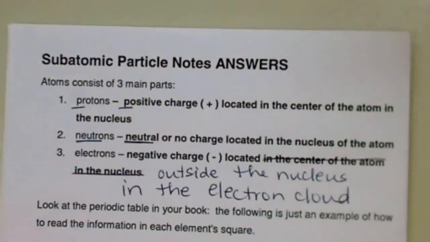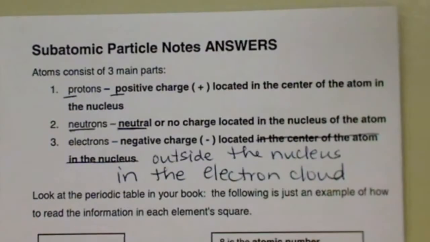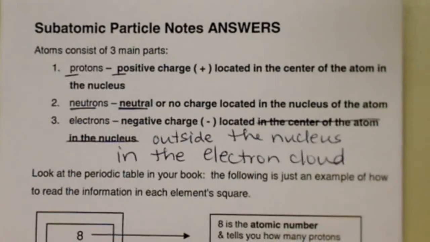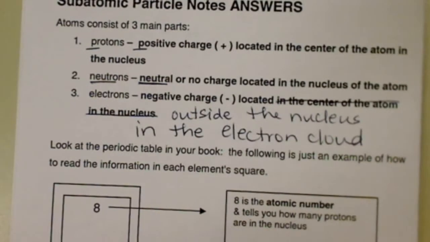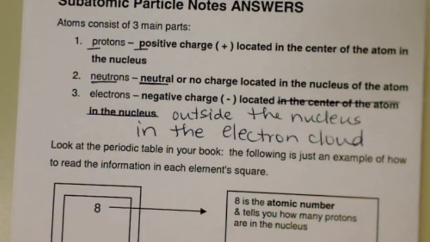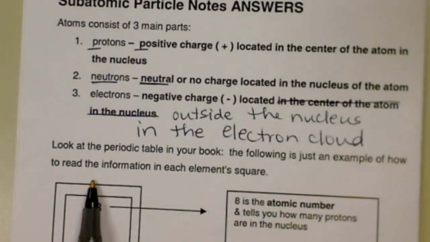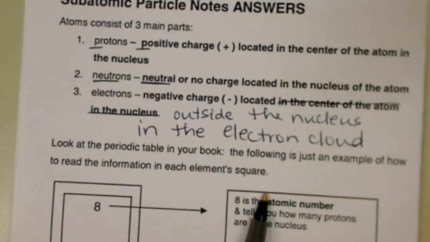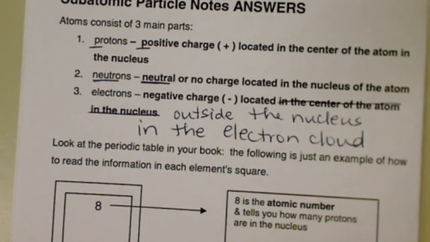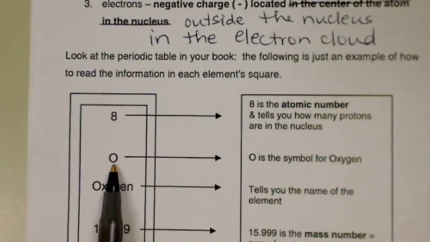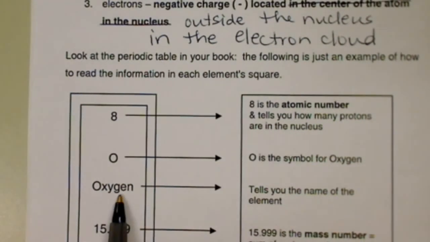Now, when you look at the periodic table that we pasted into your notebook or the one in your book, you'll see that there are many different elements, and each element is in a little square, and there's a lot of information inside that square. The following is just an example of how to read this information in each element square. First of all, the symbol for oxygen is O. Below that is the name of the element.